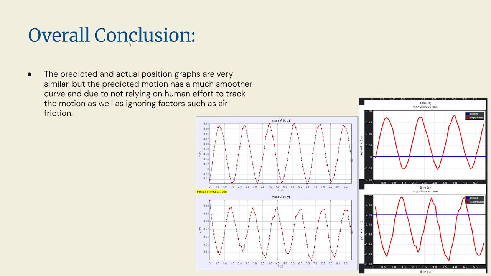So the overall conclusion is that the predicted and actual position graphs are very similar, but the predicted motion has a much smoother curve due to not relying on human effort to track the motion, as well as ignoring factors such as air friction. As you can see, the y was a bit messed up due to human error.